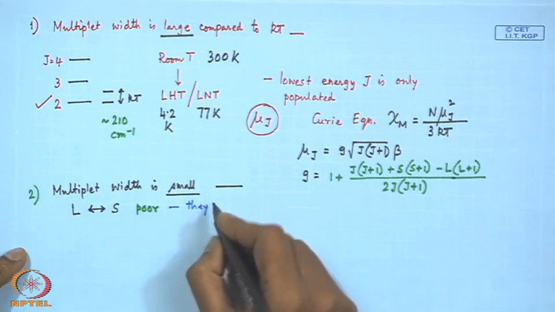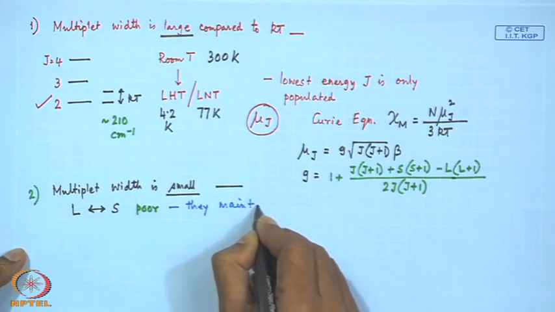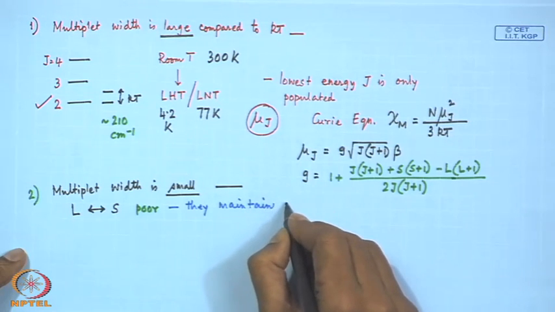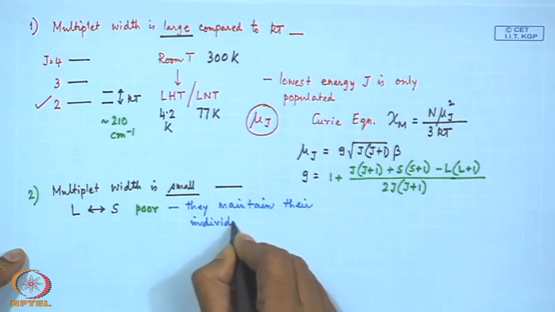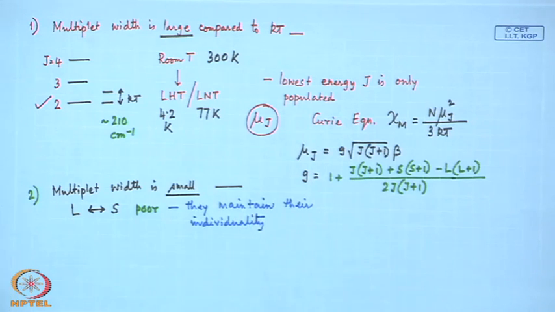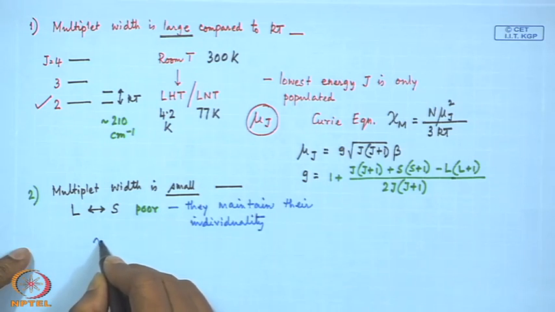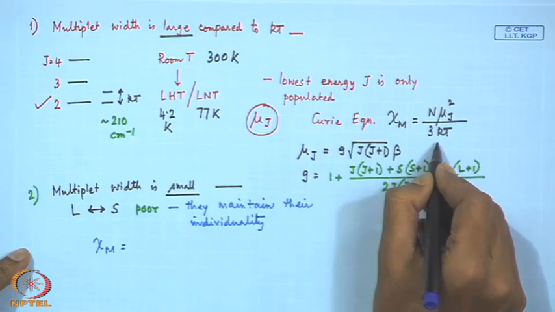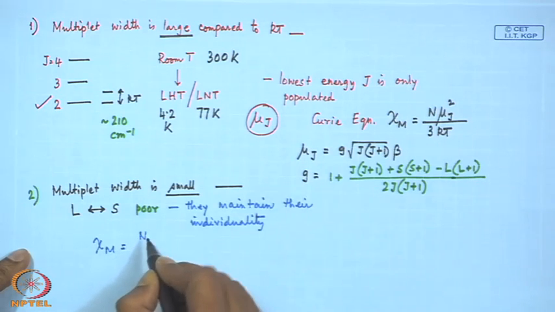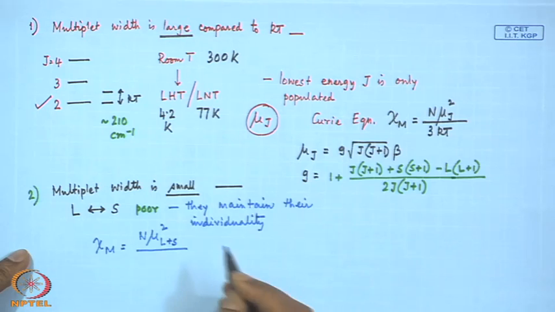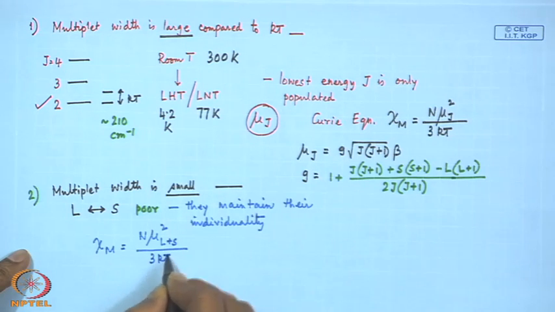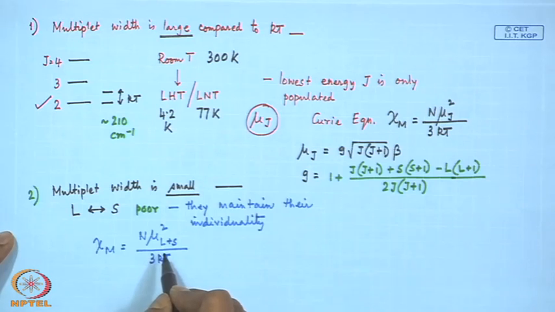and as a result these two individual terms maintain their individuality. We now get this chi m value as N mu L plus S square divided by 3 kT. So, instead of J mu J, we have mu L plus S. So, in this particular situation we can find out the total values related to mu L plus S.